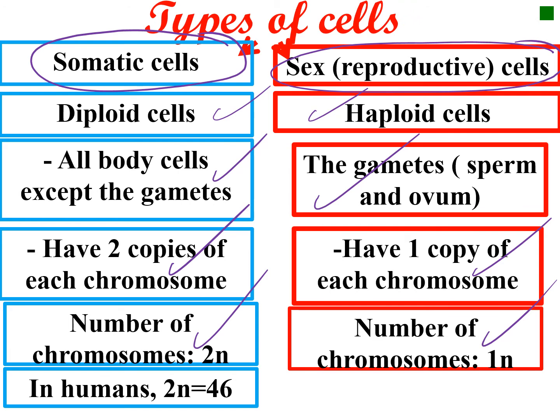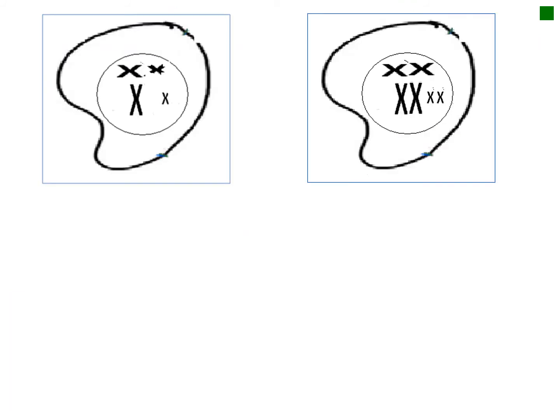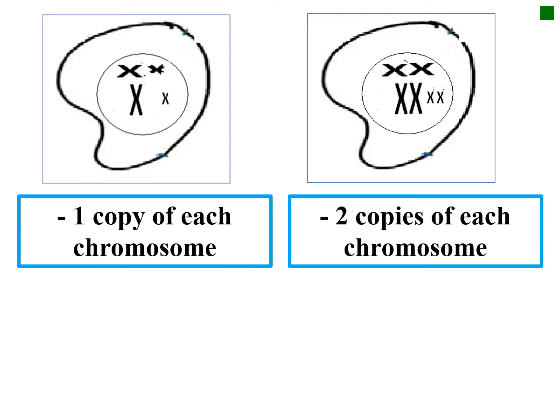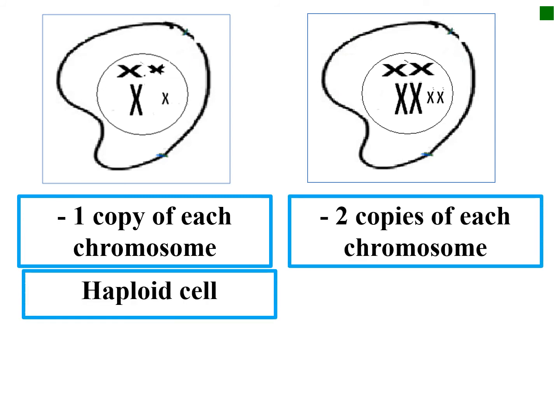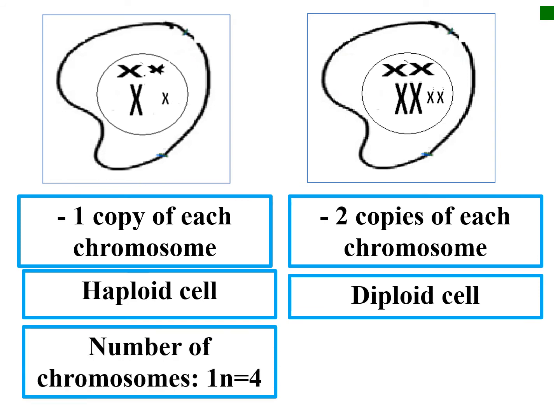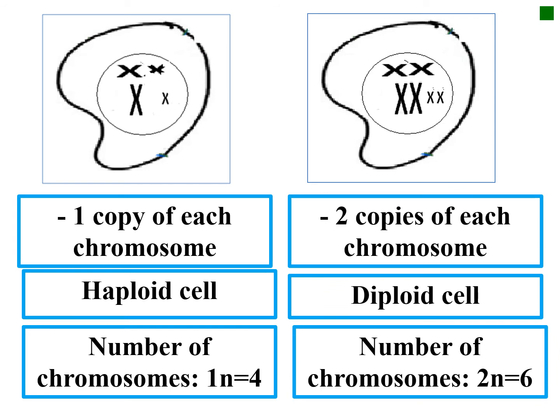In humans, 2n equals 46 in the somatic cells, while 1n equals 23 in the sex cells. So this is one copy of each chromosome. Here we have two copies of each chromosome. This is haploid, number of chromosomes 1n equals 4, while this with two copies is diploid. Here it's 2n equals 6.